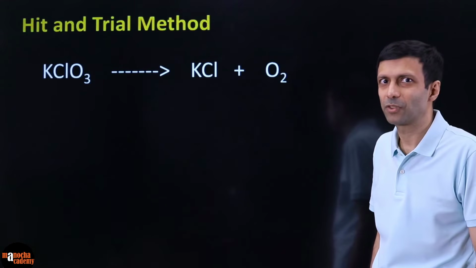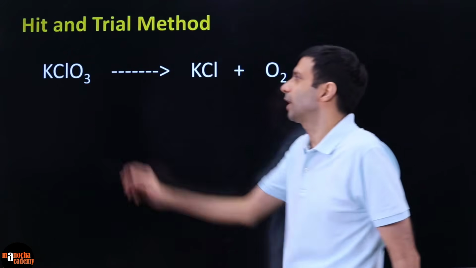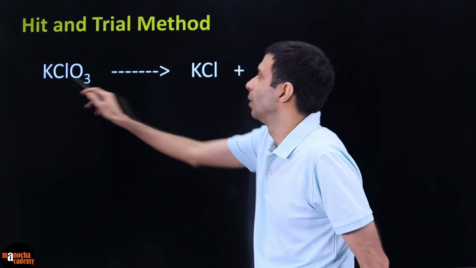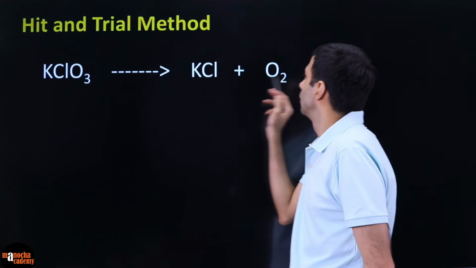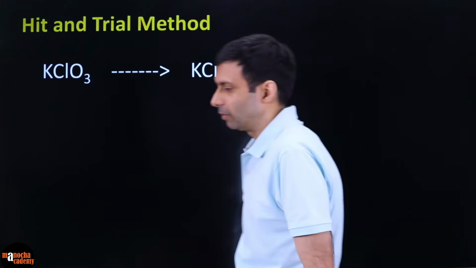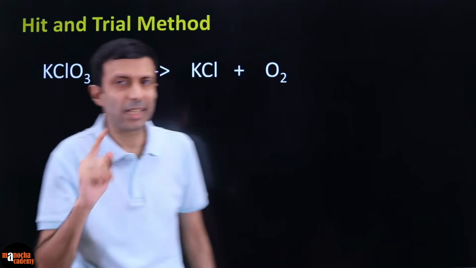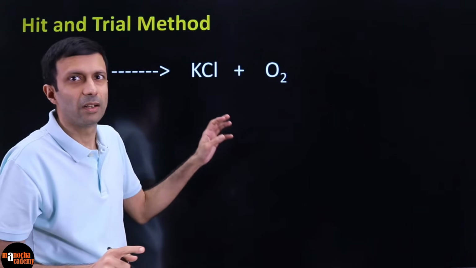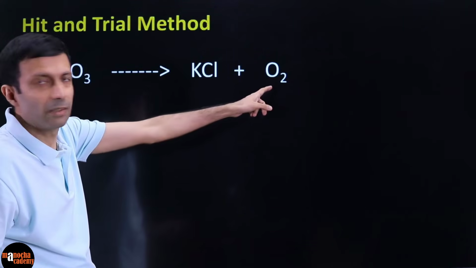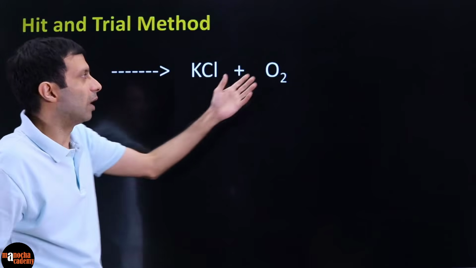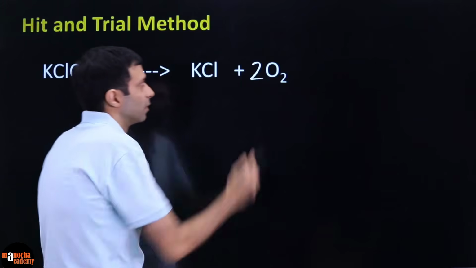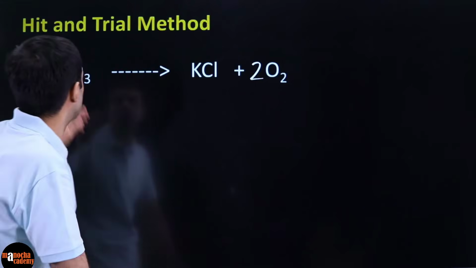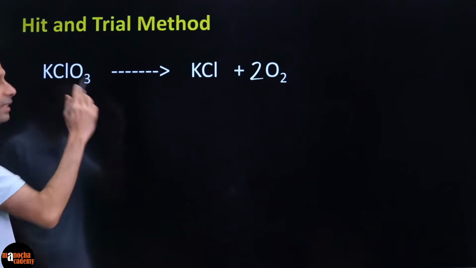Come on, try this. So you can see potassium already balanced, chlorine already balanced, oxygen is 3, but oxygen is 2 here. So always ask yourself the question, where is oxygen less? It's less here, it is more here. So I want to multiply. So let's say if we multiply by 2. So how much have we got? 4 here, but 3 here. So now it is less here.